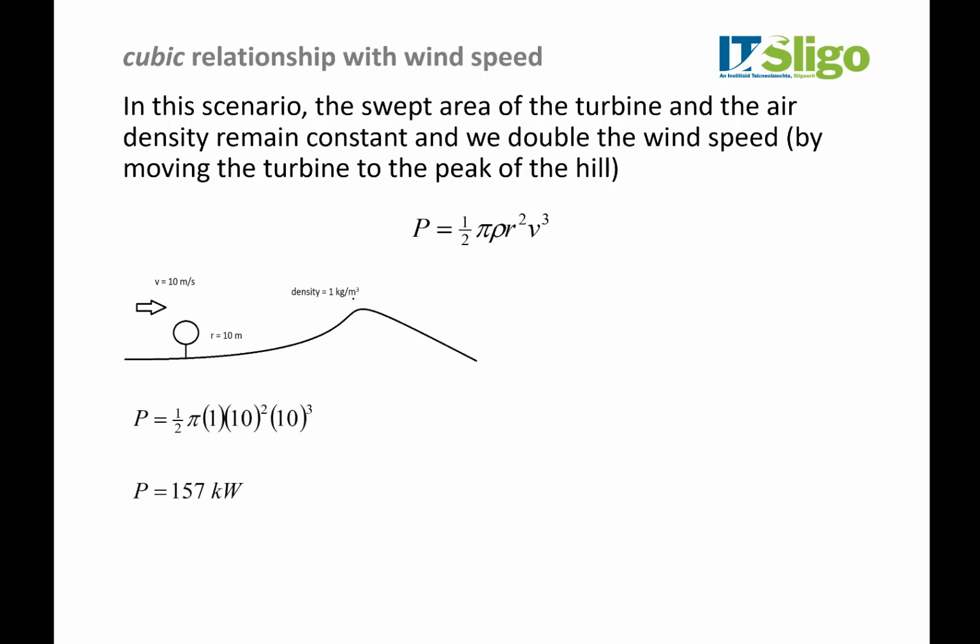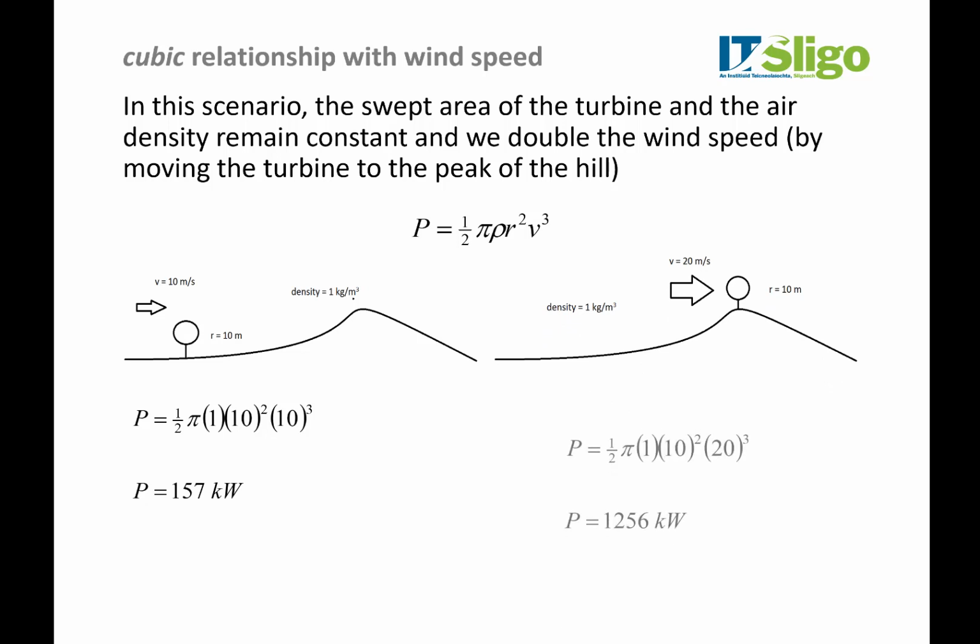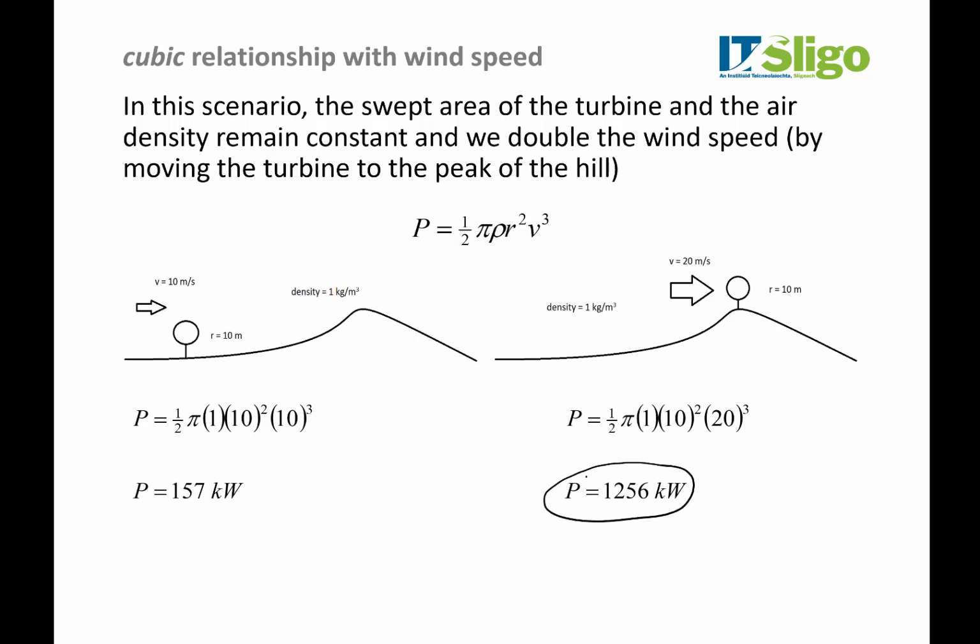So now we're going to move our turbine. This is the initial scenario, same as the last 2 scenarios. But now I move the turbine to the top of the hill, which doubles the wind speed, as I said. When we feed these values into the function, we can now see here we're actually achieving 8 times the power. So the power available to the turbine here is 8 times what it is here. So this one is 8 times what this one is.